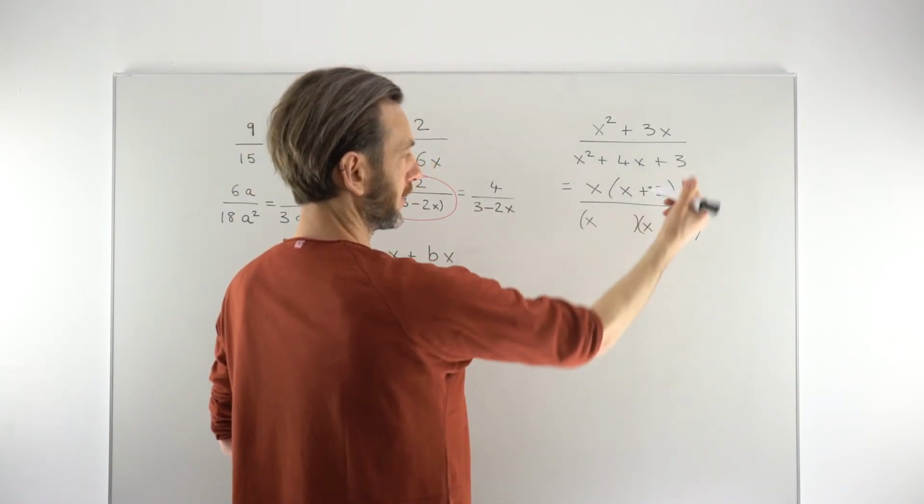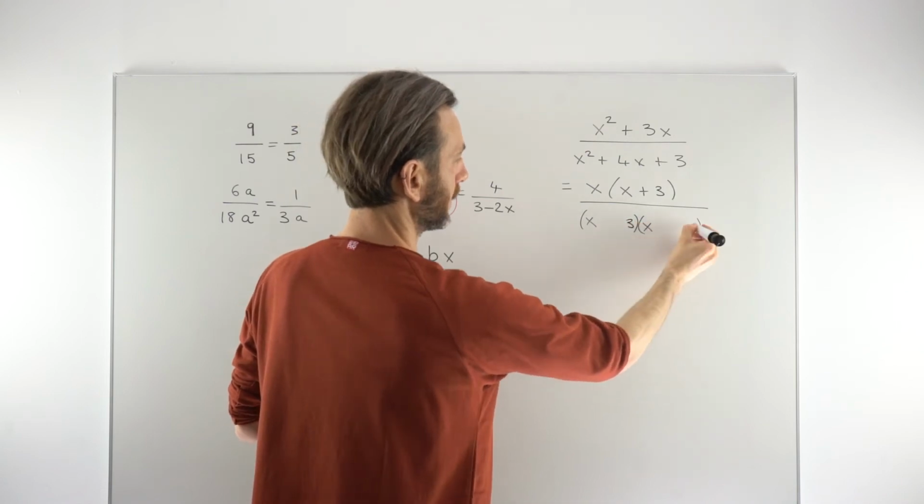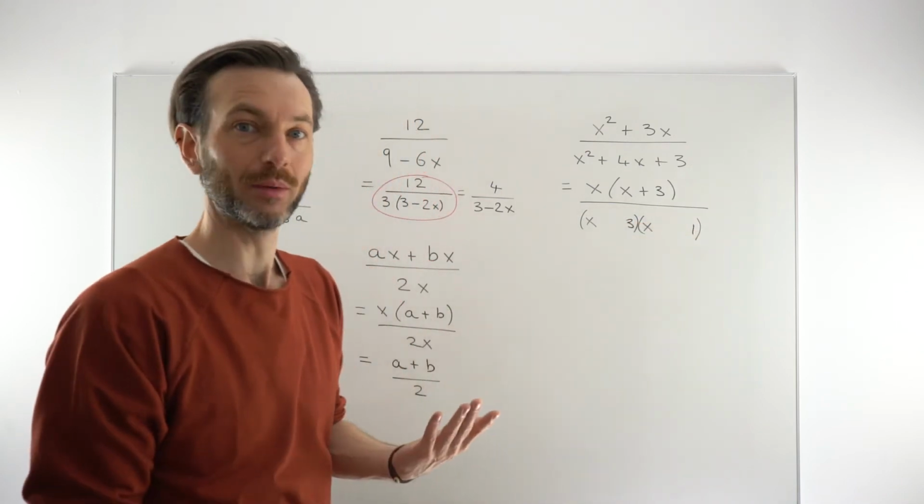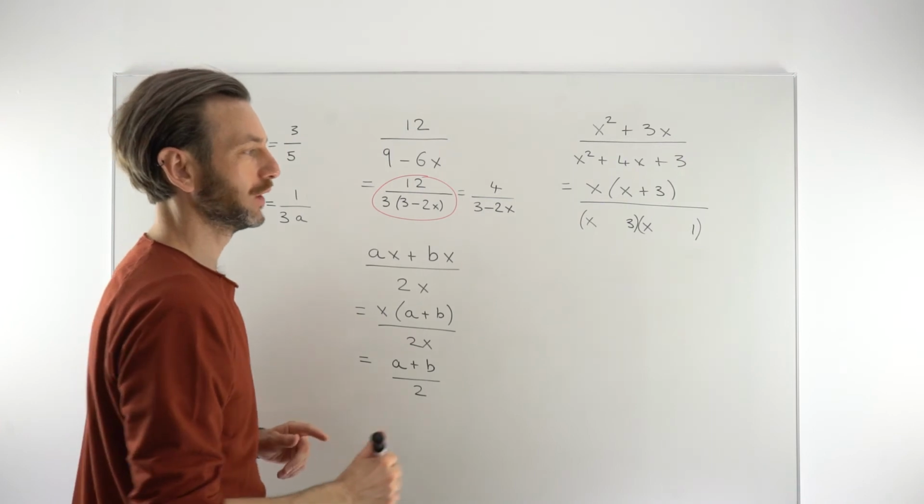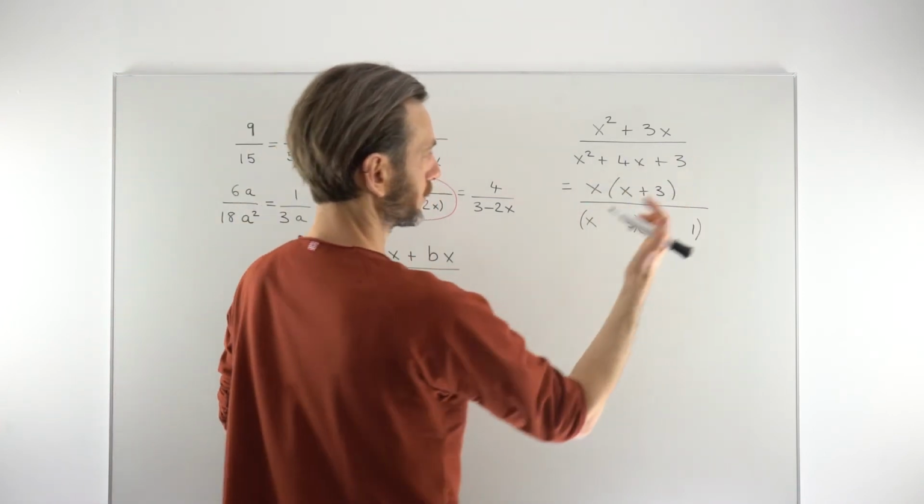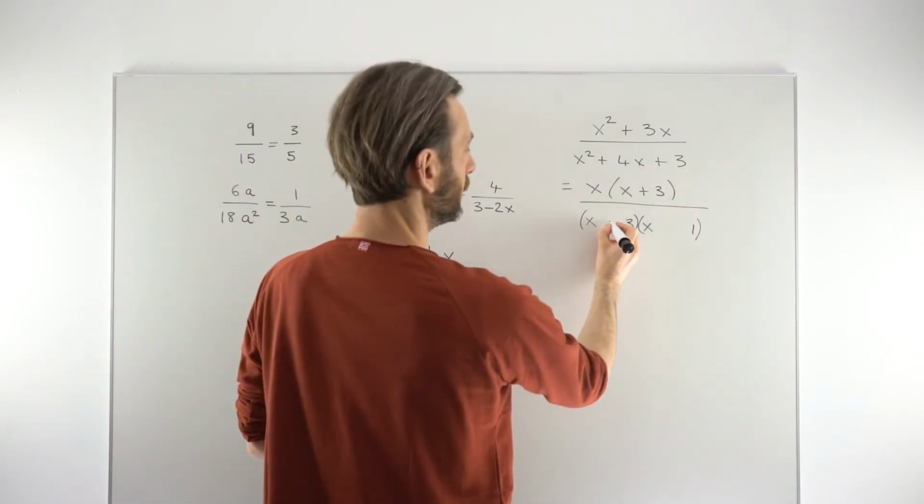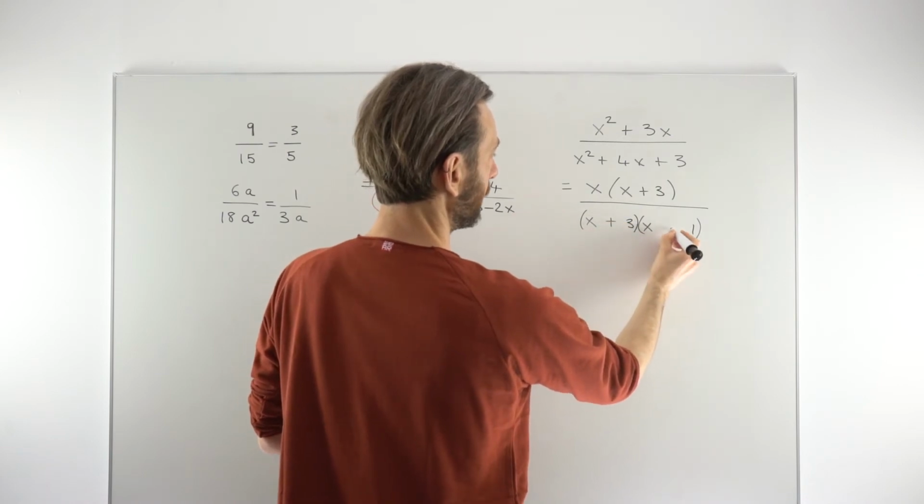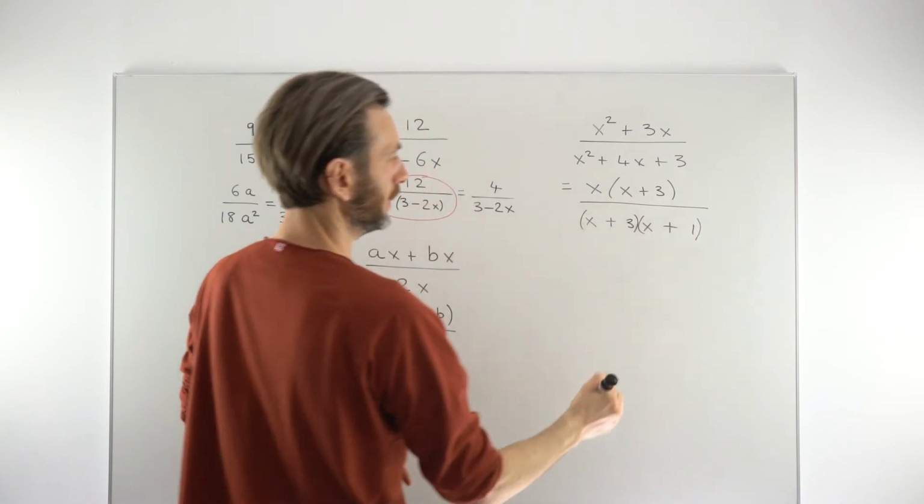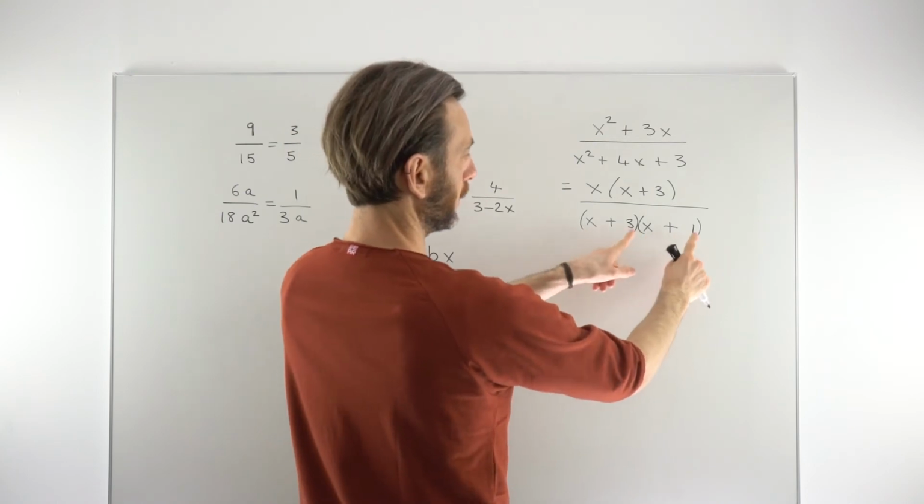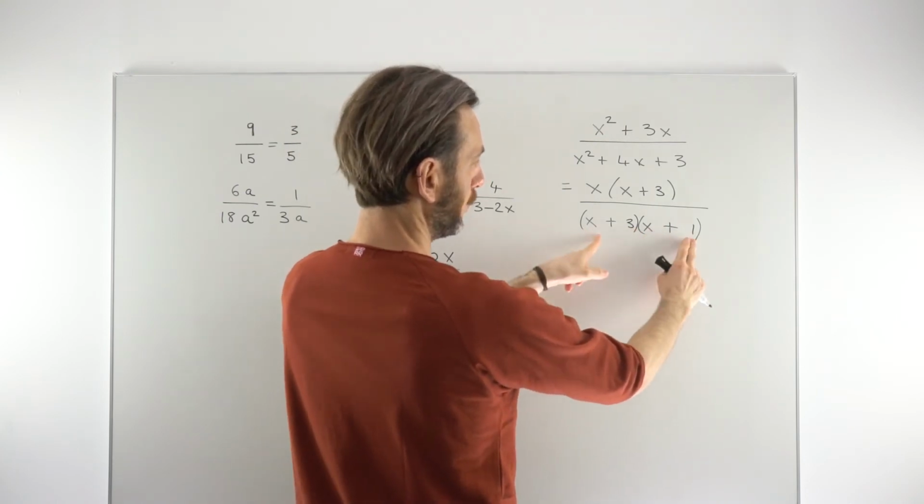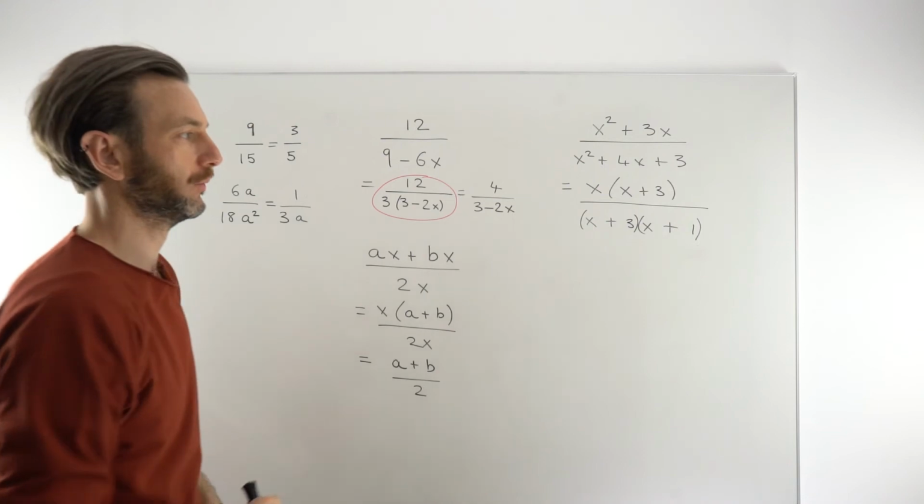The trinomial's got a 3 on the end, so that needs to be a 3 and a 1, because 3 is a prime number. The only factors are 3 and 1. And then it's a plus and a plus, so quite an easy one this actually. And we just put in the plus 3 and the plus 1. And that gives us x squared, and a 3x and a 1x make the 4x in the middle.